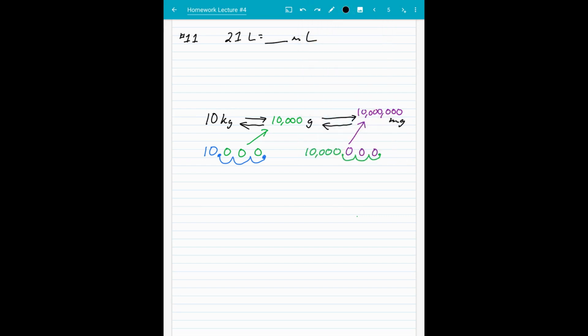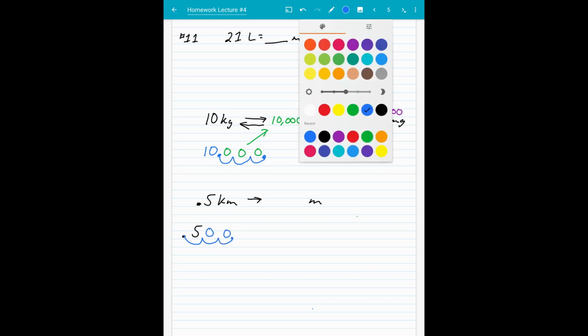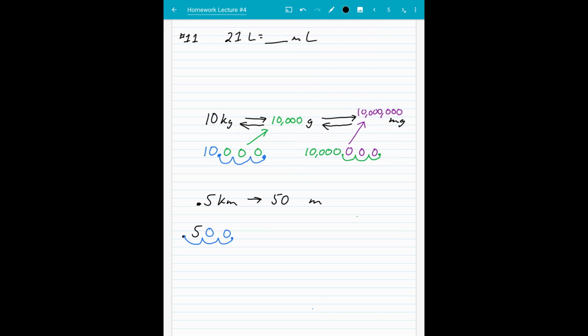Let's say we have 0.5, and I will say kilometers. We're going to talk about distance, kilometer. If we want to go to meters, that would be the next one. We have to move this decimal place over to the right 3 times. So take the decimal, move it to the right 3 times. 1, 2, 3. And put a 0 in each one of those spots. That would give us 500 meters.